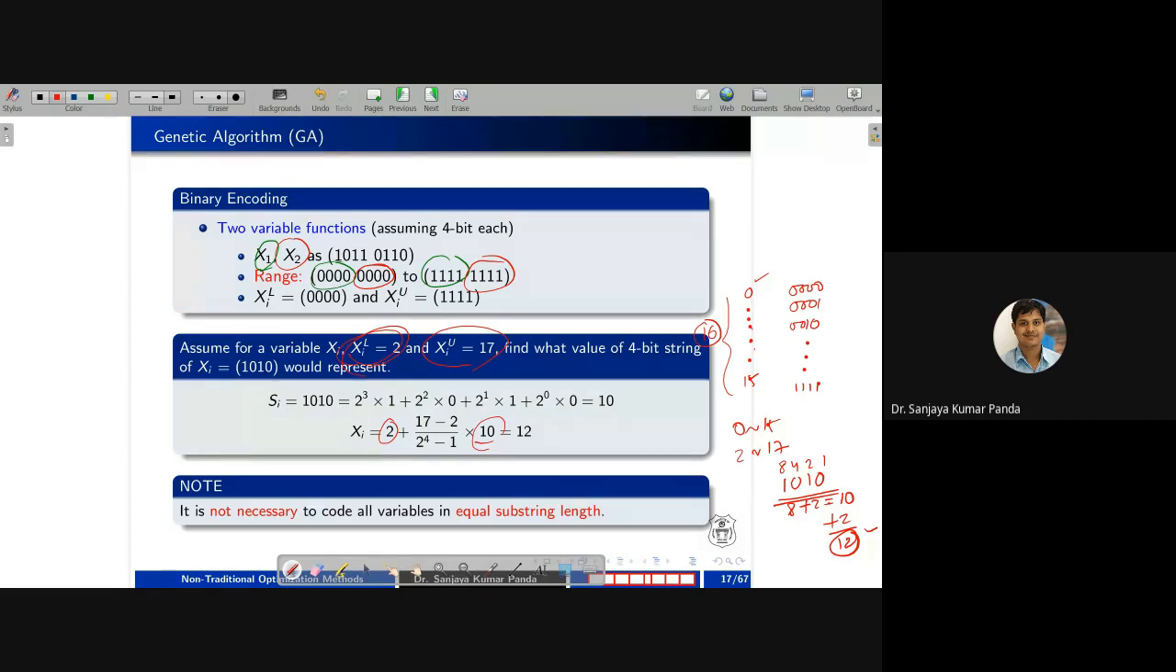So it is not necessary to code all variables in equal substring length. It is also not always recommended to code all variables in the same length. The first variable may be represented in 1 bit, the second variable maybe 3 bits, the third variable maybe 2 bits, and so on.